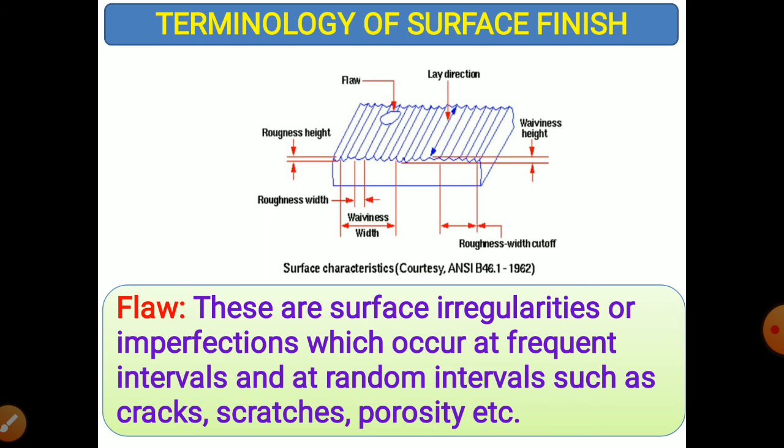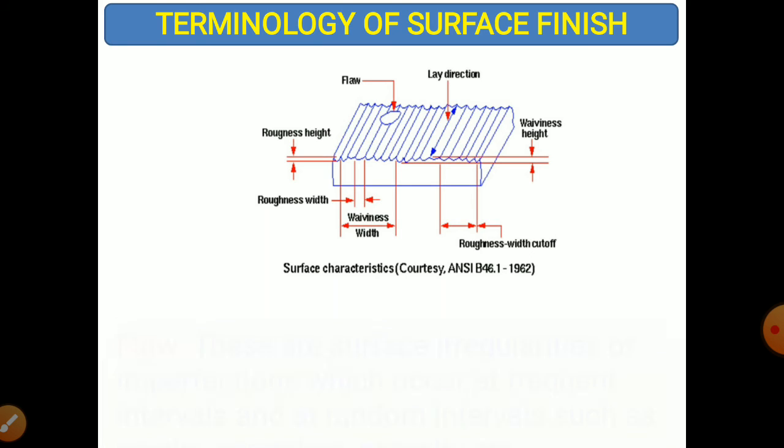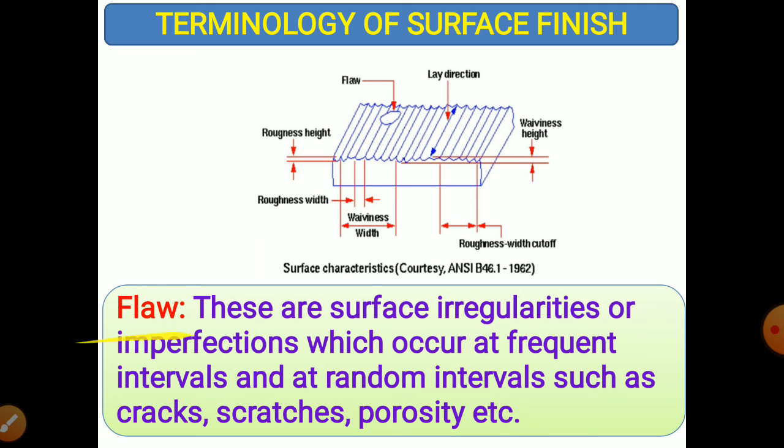Next is flaw. Flaws are surface irregularities or imperfections. You can see, these are the irregularities, surface irregularities or imperfections, which occur at frequent intervals and at random intervals, such as cracks, scratches, porosity. These things are called flaws.